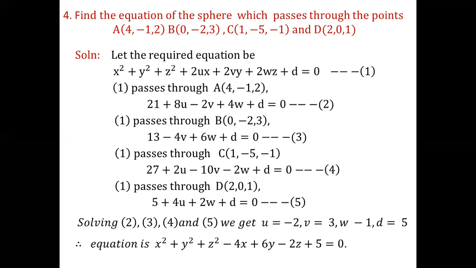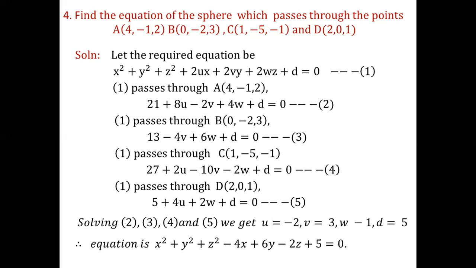Now again the equation of the sphere passes through the point (1, -5, -1). So substitute in equation 1 x, y, z as 1, -5, -1, and you are going to get 27 + 2u - 10v - 2w + d = 0. Call it equation 4.